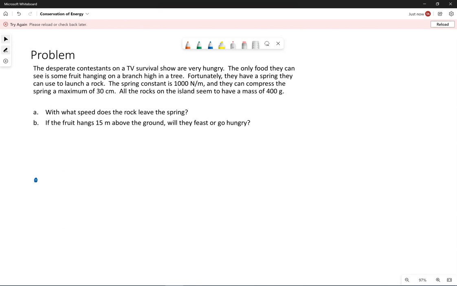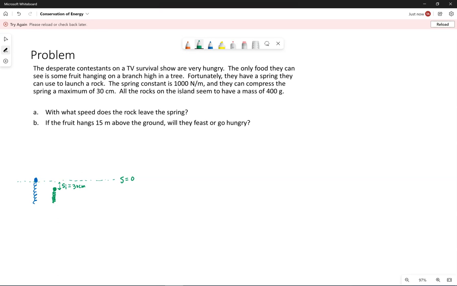So if I have this rock on my spring, now remember with springs, we must know where equilibrium is. So I'm going to draw a line representing the equilibrium of this spring. To launch the rock, they're going to push the rock down into the spring to make it coil up tightly. When they let go, the spring force will push that rock upwards.